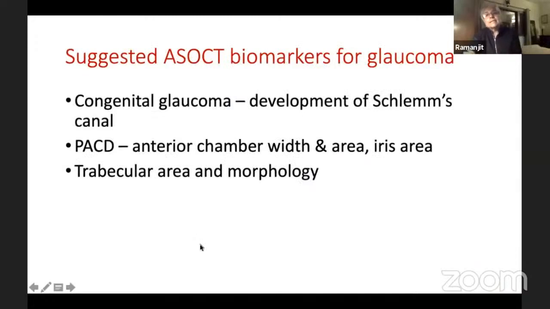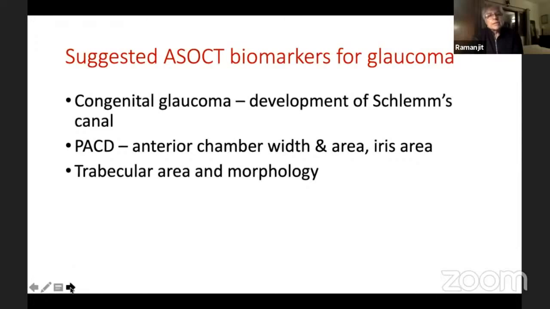Some of the anterior segment biomarkers that have been suggested for glaucoma after all this research are these. In congenital glaucoma, you can see that there is a maldevelopment of Schlemm's canal. It may not be there at all. There may be an associated membrane, very similar to the so-called Barkan's membrane. In angle closure disease, people are now talking about the anterior chamber width and area and the iris area being more predictive of which eye is actually going into angle closure. Finally, the trabecular area and morphology has now become so well visible that it's almost like doing a histopath of the angle.